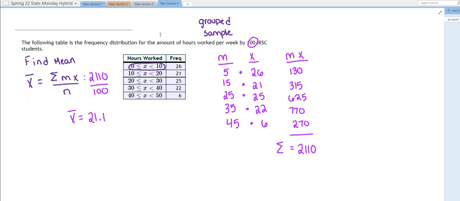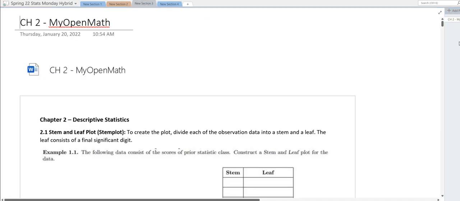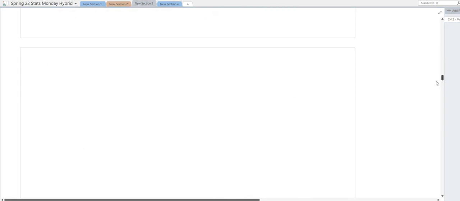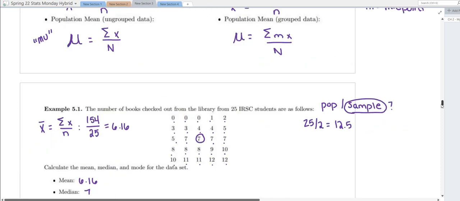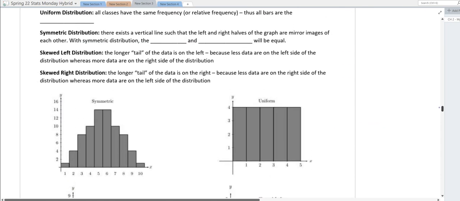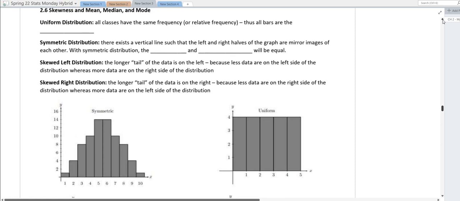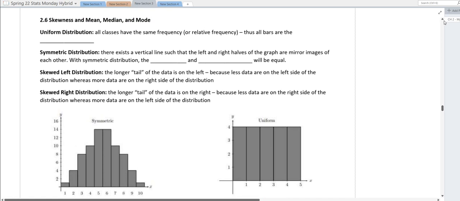All right, let's go on to 2.6. Let me go back to where we were. Okay, so 2.6, we're talking about our distributions. So skewness, mean, median, and mode. So it's different types of distributions. You have a uniform distribution. All classes have the same frequency or relative frequency. So all bars are going to be the same height.